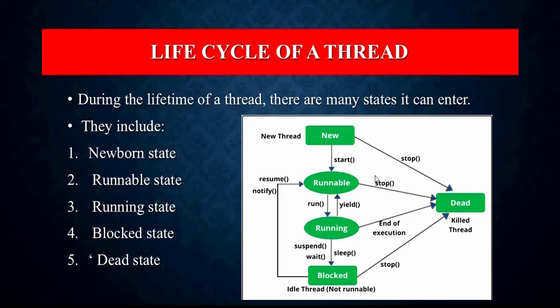Let me explain each of these states in detail so that you will understand. The new or newborn state is the first stage in the process of creating a thread. When we create a thread object using the Thread class, the thread is born and it is known to be in the newborn state. That is, when a thread is born, it enters into a new state, but the start method has not been called yet on that particular instance.